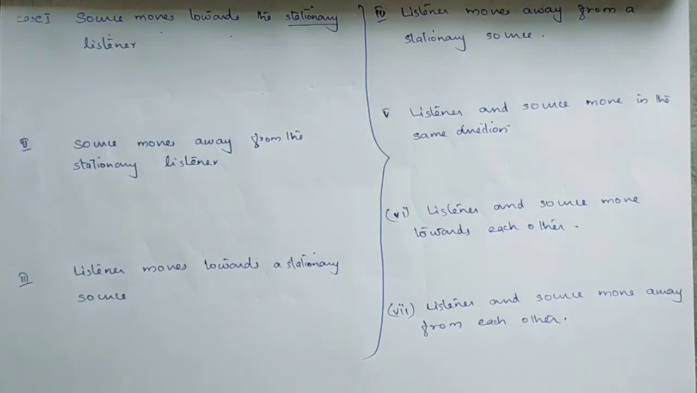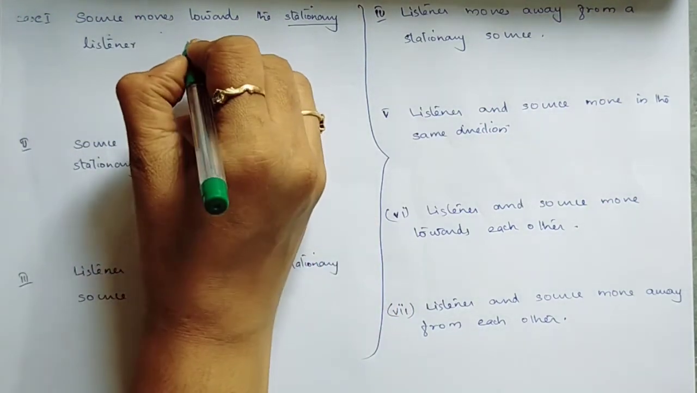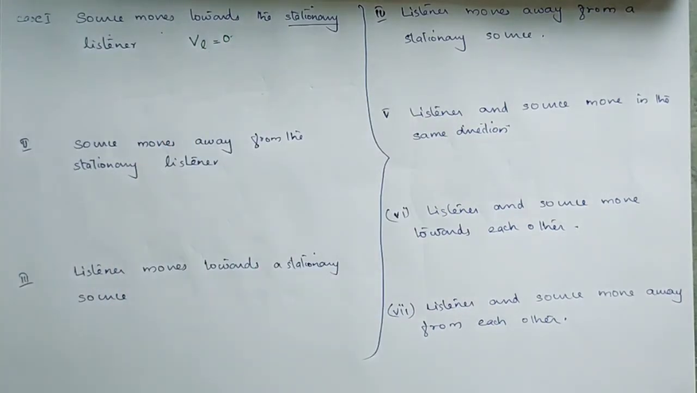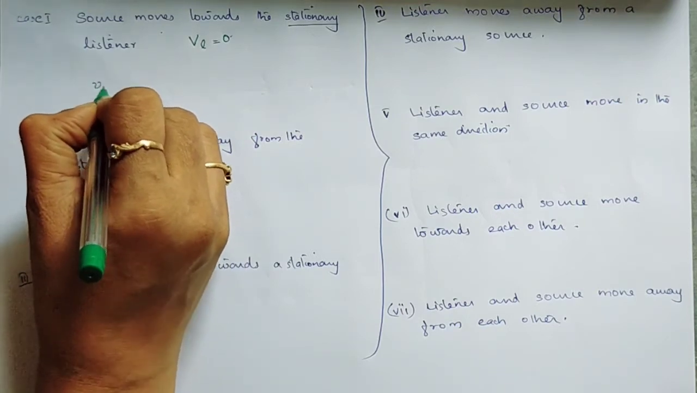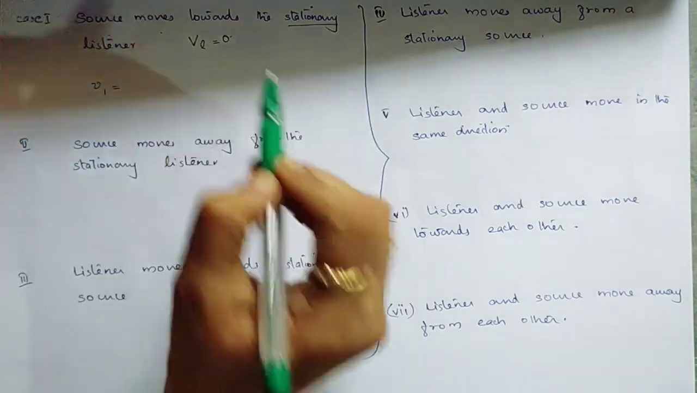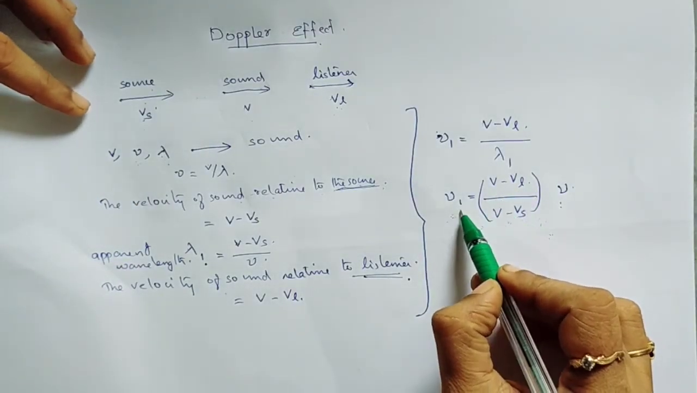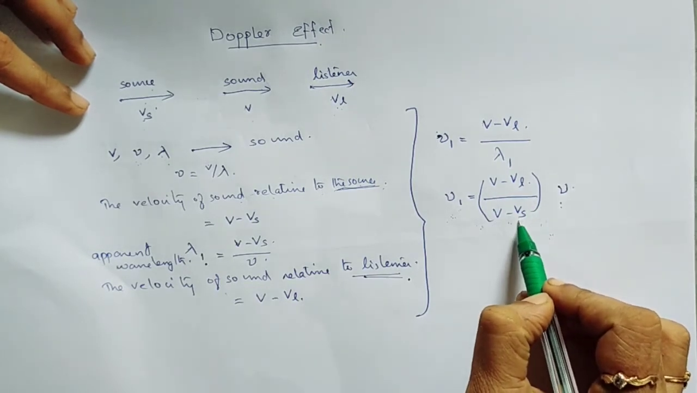Okay, so here we can write the listener is at rest. vl is equal to 0. So what about the apparent frequency? Nu 1 is equal to... vl is equal to 0. Substitute here. So we will get nu 1 is equal to v divided by v minus vs into nu.